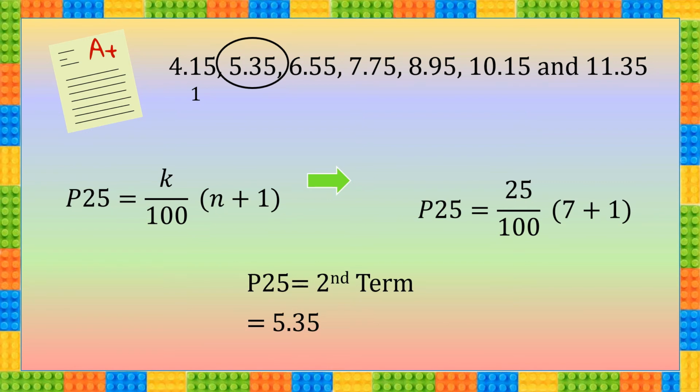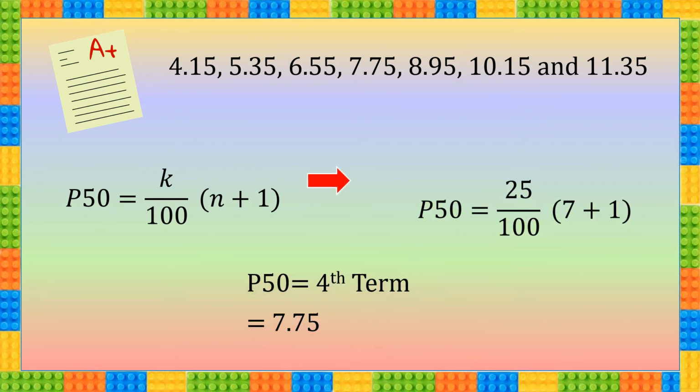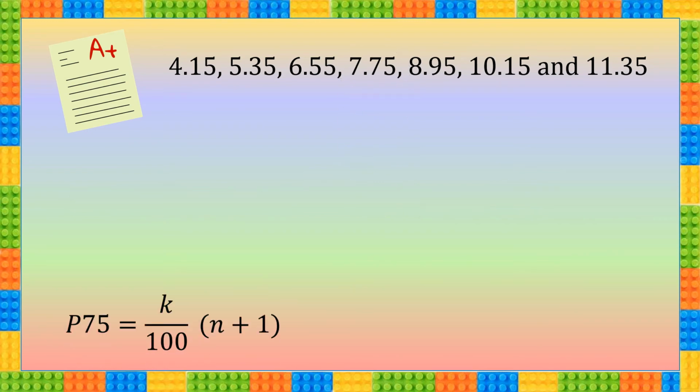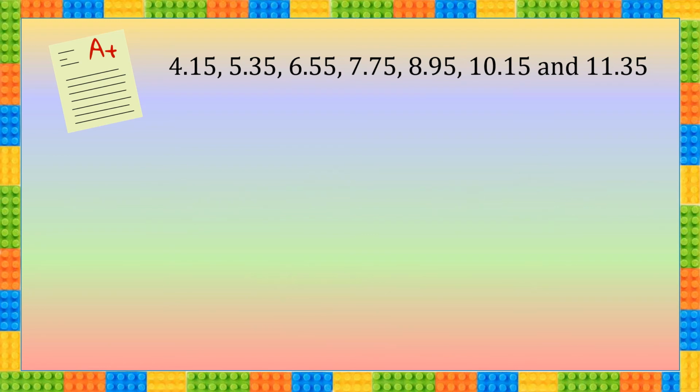With this procedure in mind, we can solve the 50th and 75th percentile, which is 7.75 for the 50th percentile and 10.15 for the 75th percentile. Now, we will proceed to the next question.